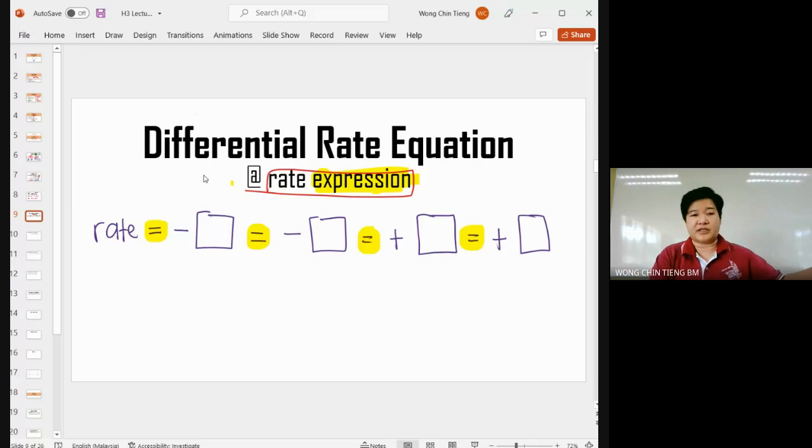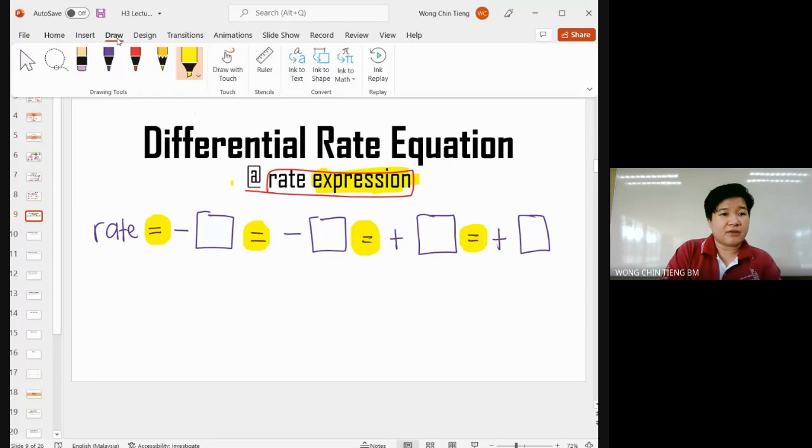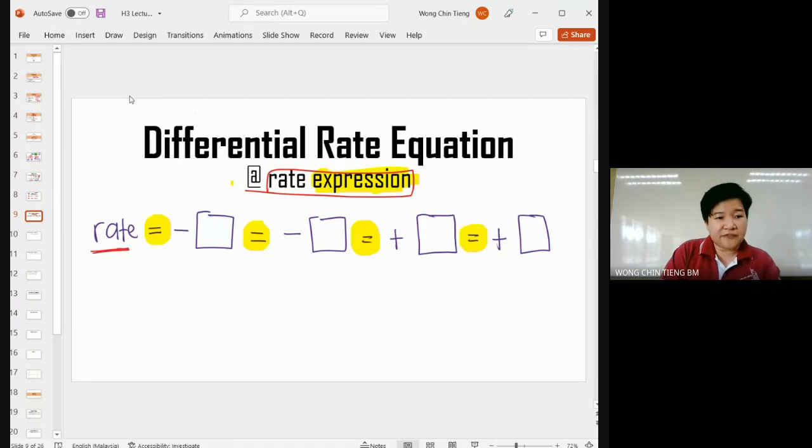Kenapa dia bukan equation? Kenapa dia hanya expression? Sebab dia hanya express, they are increasing in concentration or decreasing in concentration. Dan dia tak melambangkan operasi tambah atau tolak sebab dia adalah sama dengan. Okay, next thing, before I move on, semua differential rate equation kena bermula dengan perkataan rate. Semua kena mula dengan perkataan rate when you are writing your differential rate equation. Jangan mula dengan sama dengan terus.